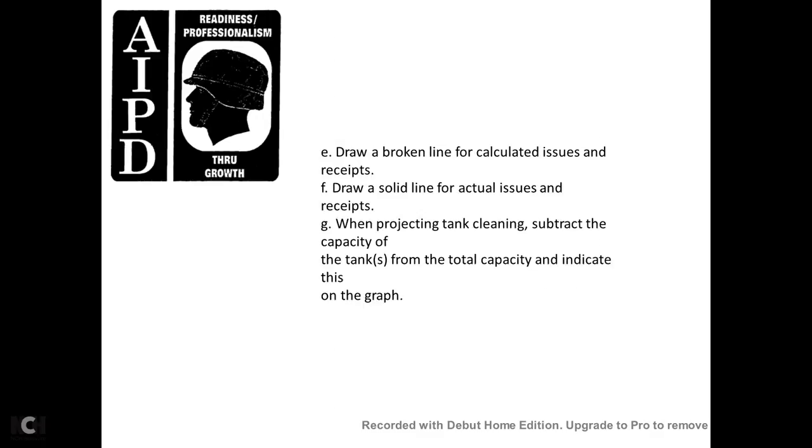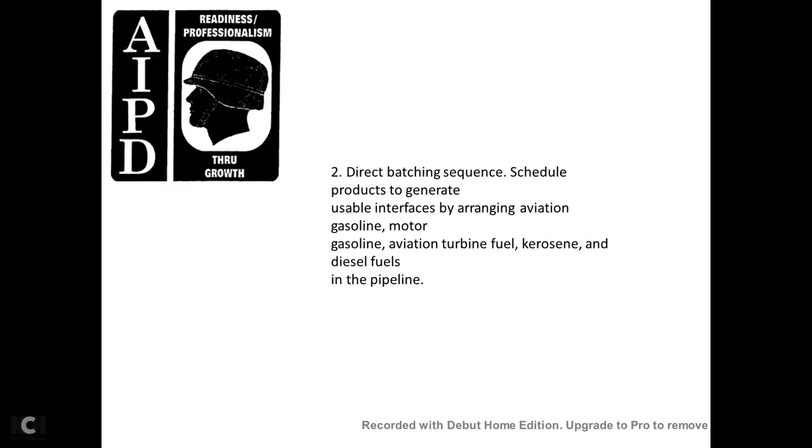E, draw the broken line for calculated issues and receipts. F, draw the solid line for actual issues and receipts. G, whenever projecting tank cleaning, subtract the capacity of the tank from the total capacity and indicate this on the graph. 2, direct the dispatching of scheduled product, generally interfacing the ranging of aviation gasoline, motor gasoline, aviation turbine fuel, kerosene, and diesel fuels in the pipeline.